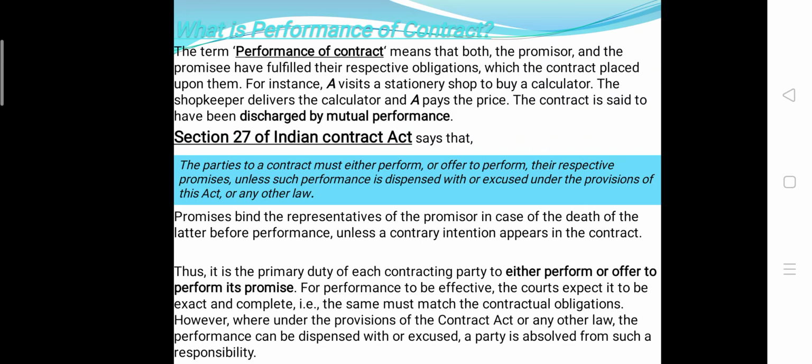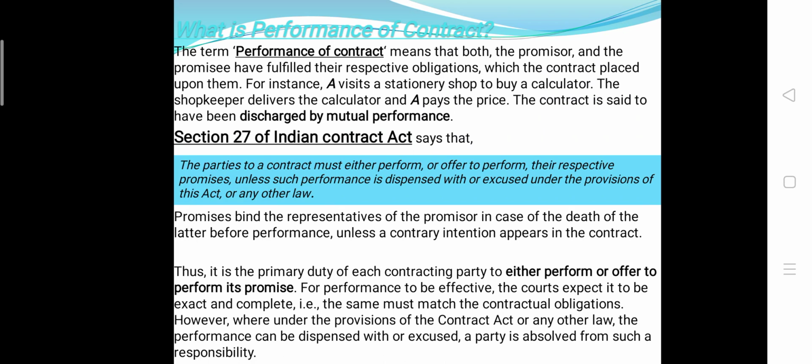Section 27 of the Indian Contract Act says that the parties to a contract must either perform or offer to perform their respective promises unless such performance is dispensed with or excused under the provisions of this Act or any other law. Promises bind the representatives of the promisor in case of the death of the latter before performance, unless a contrary intention appears in the contract.